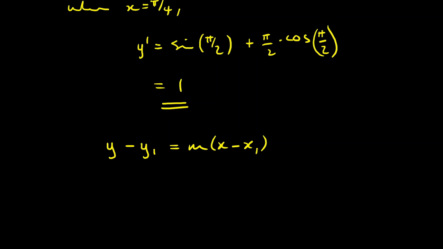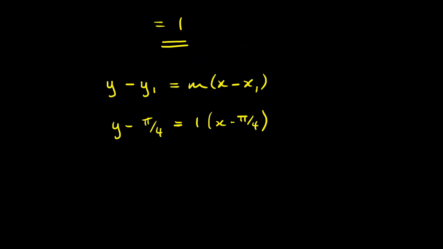And we substitute in our y coordinate, which is pi by 4, and substitute in our gradient, which is 1, and substitute our x coordinate, which is pi by 4. So we end up with y is equal to 1 times (x minus pi by 4), then add pi by 4. So it looks to me like that is the equation: y is equal to x.